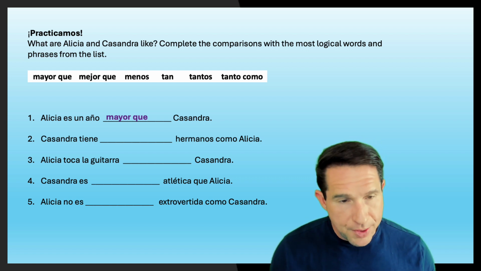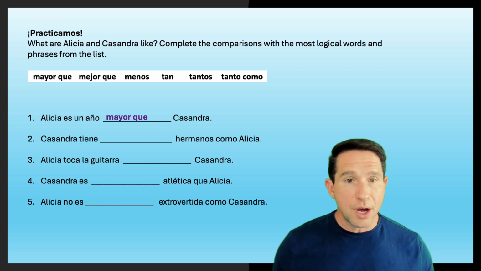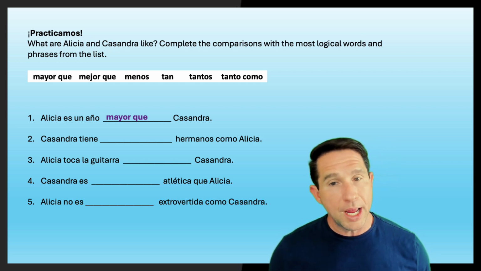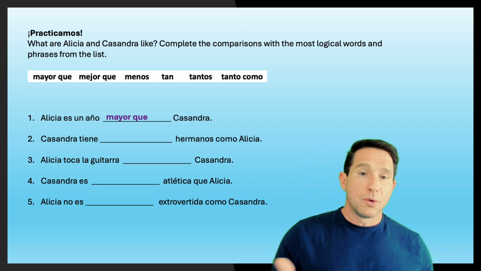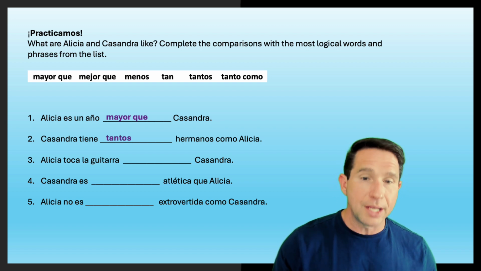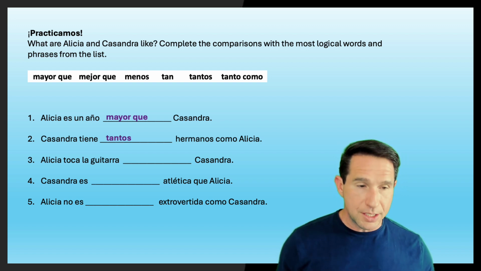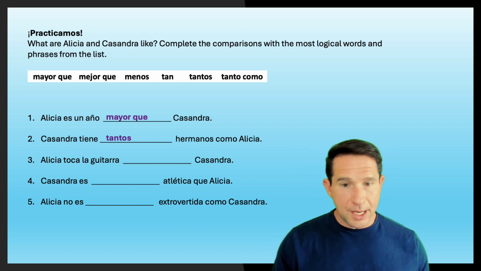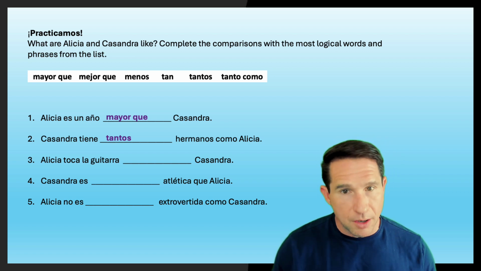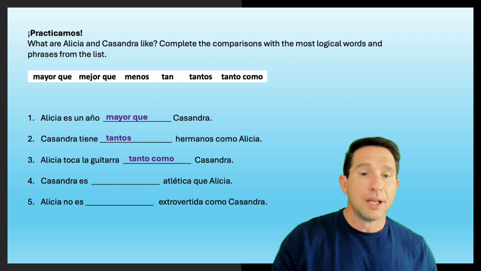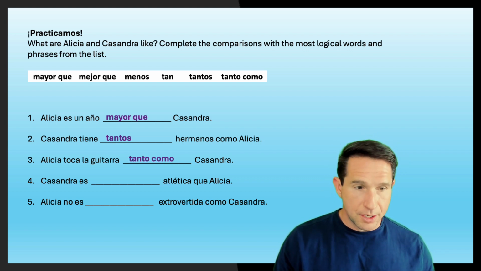Cassandra tiene blank hermanos como Alicia. We have como in there, so we know it's going to be one of the T ones, right? And look, what are we comparing? Hermanos, right? So it's plural, it's a noun, it's masculine, so tantos. Tantos hermanos como Alicia, right? Alicia toca la guitarra, blank Cassandra. What are we comparing? The ability to play the guitar, right? As much as. So Alicia toca la guitarra tanto como Cassandra.